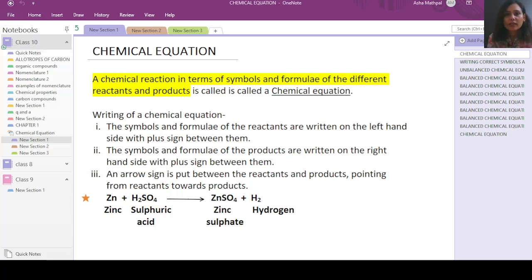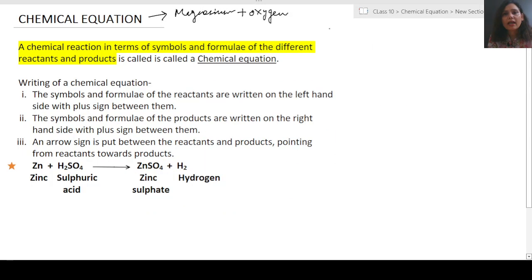Now, in the chapter, we have understood up to the word chemical equation. In my previous session, I told you that whenever we are writing a full chemical reaction, for example, magnesium is burning, this is a statement. One way is to write it like this: magnesium plus oxygen gives magnesium oxide.